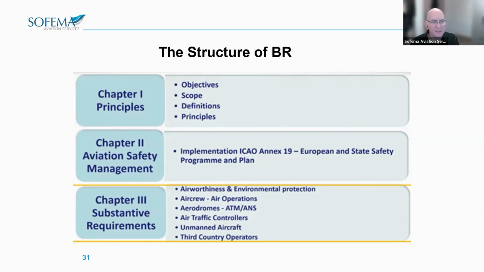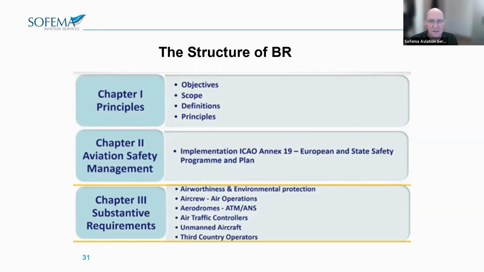Chapter 3 is the substantive requirements. These are the detailed, or rather top-level, requirements for the regulation and management of aviation in each of these activity areas: airworthiness and environment, aircrew, air ops, aerodromes, air traffic management and navigation systems, air traffic controllers, unmanned aircraft or drones, and third country operators. For example, the airworthiness and environmental section is where the basic requirements for the certification of aircraft and products and the approval of design and production organizations are stated.